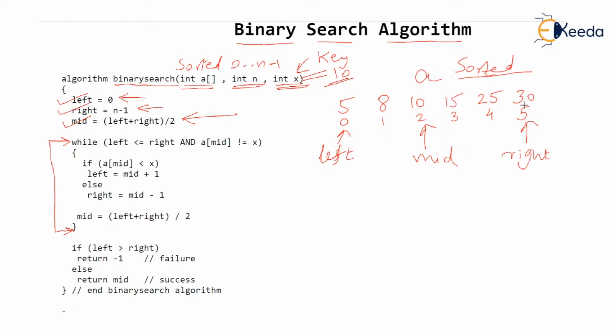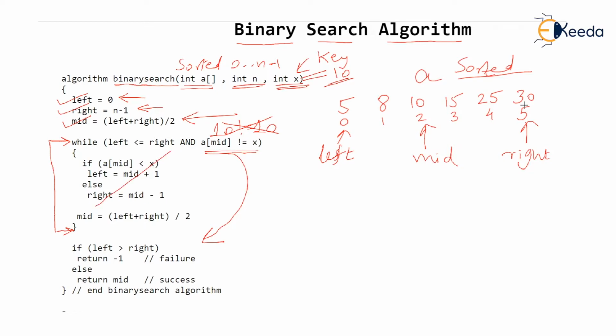Now just check what is a of mid. A of mid means a of 2, which is 10. And what is our key? X is also 10. We are looking for 10, and 10 not equal to 10 is false. We have got the value, isn't it? So this while loop will break straight away. It's not going to execute at all because the condition in the while is initially false.